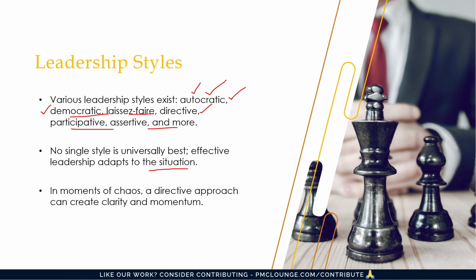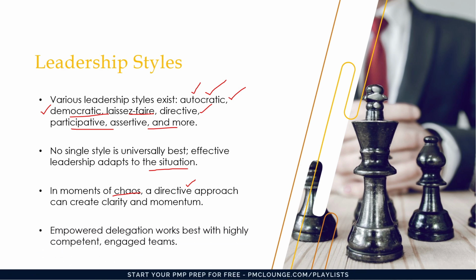In fact, in moments of chaos, a directive approach can actually create clarity and momentum, right? So obviously, if there is a chaotic situation, you are required to take a directive and autocratic approach. You might not come in and show democratic leadership there. Empowered delegation works best with highly competent and engaged teams. So this is a direct contrast to the previous point, right?